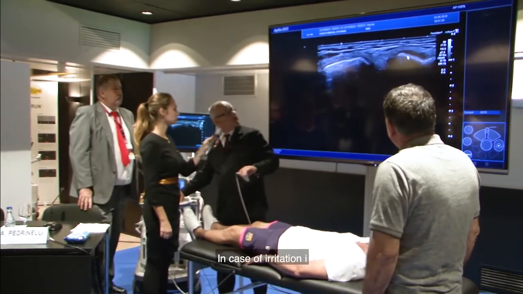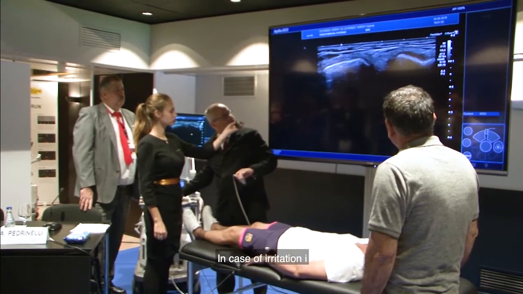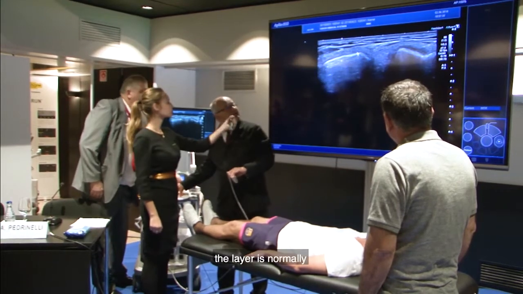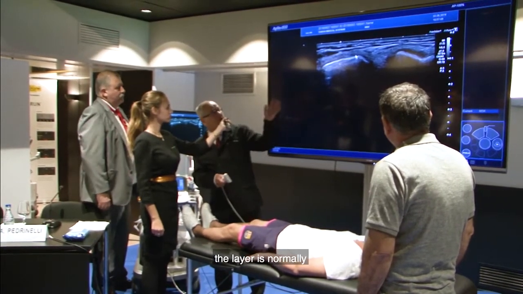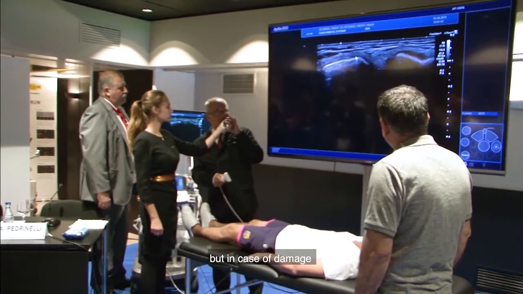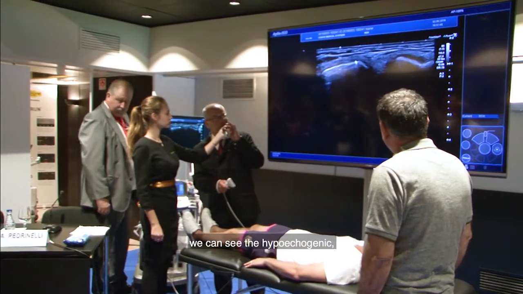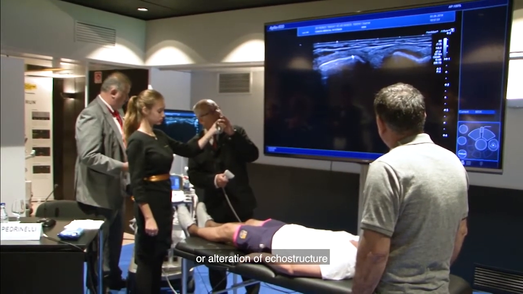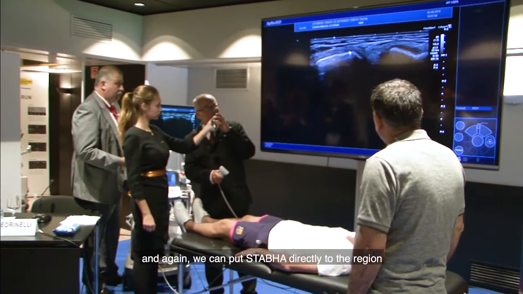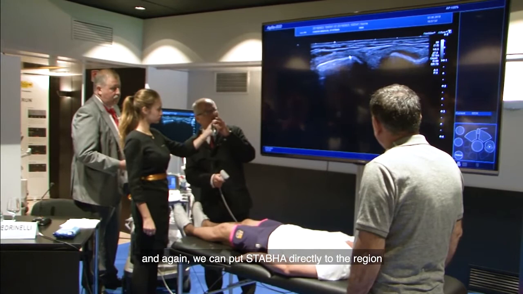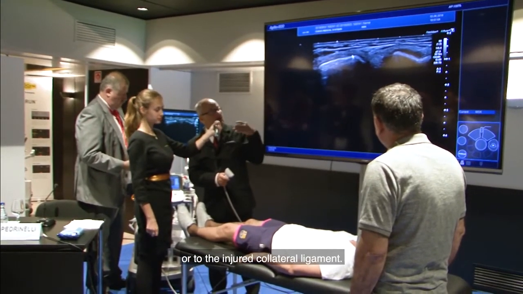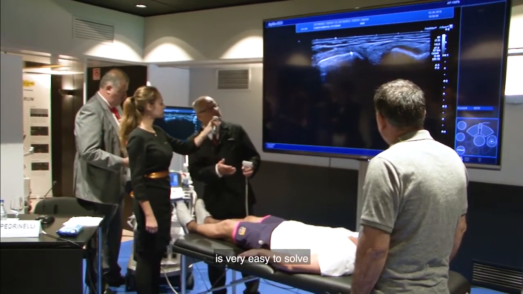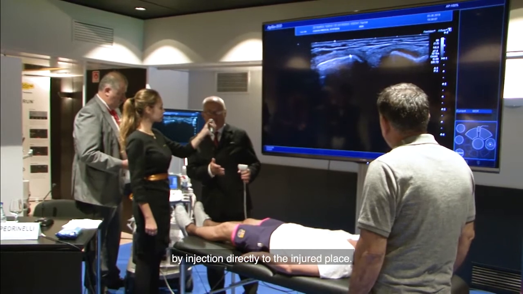In case of irritation, sorry, it should be better to put it like here. So the layer is normally hyperechogenic, but in case of damage, we can see hypoechogenic areas, more thickness or alteration of the echostructure of the collateral ligament, and again we can put STABHA directly to the lesion or to the injured collateral ligament. So the problem is very easy to solve by injection directly to the injured place.